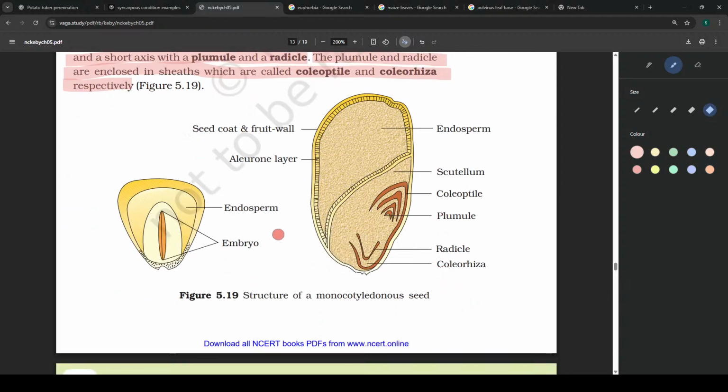Let's see the diagram. Structure of a monocotyledon seed. This is the embryo situated in a groove. This is the endosperm. The aleurone layer is this one, separating the embryo from the endosperm. This is the endosperm here. Seed coat and fruit wall, both are fused in case of maize. This is a scutellum, the shield-shaped cotyledon. Coleoptile, the covering sheath of plumule, and coleorhiza, the covering sheath of radicle. These are the actual plumule and radicle.